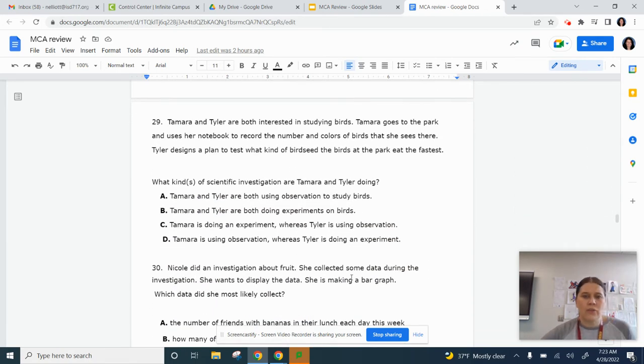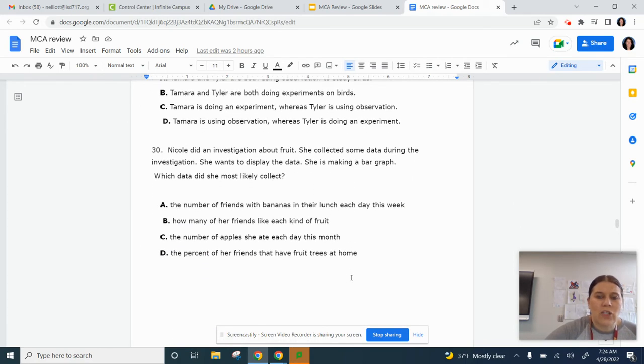Tamara and Tyler are both interested in studying birds. Tamara goes to the park and uses her notebook to record the number and colors of birds that she sees there. Tyler designs a plan to test what kind of bird seed the birds at the park eat the fastest. What kind of scientific investigation are Tamara and Tyler doing? Tamara and Tyler are both using observation to study birds. Tamara and Tyler are both doing experiments on birds. Tamara is doing an experiment, whereas Tyler is using observation. Tamara is using observation, whereas Tyler is doing an experiment.